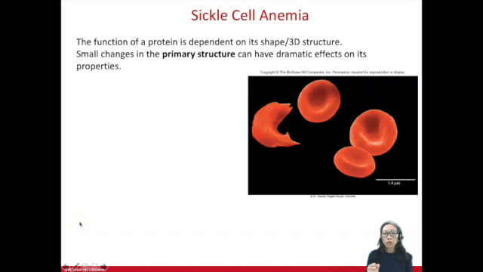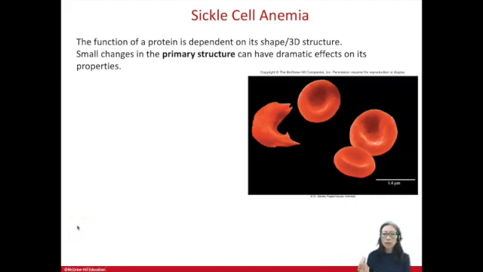The structure of a protein is really important and usually determines its function. So any structural change to a protein will have effects on its function. One really good example of how structure relates to function is sickle cell anemia. Just a small change in the primary structure, which is the amino acid sequence, a single amino acid change, has dramatic effects on red blood cells and leads to a disease called sickle cell anemia.